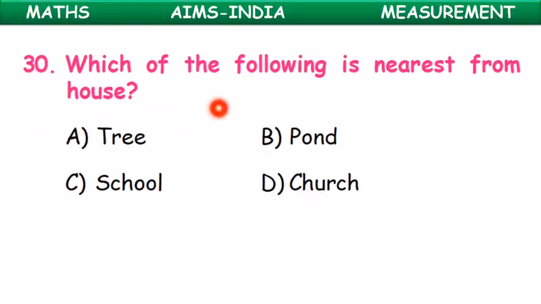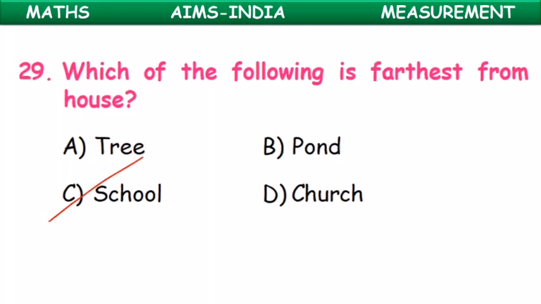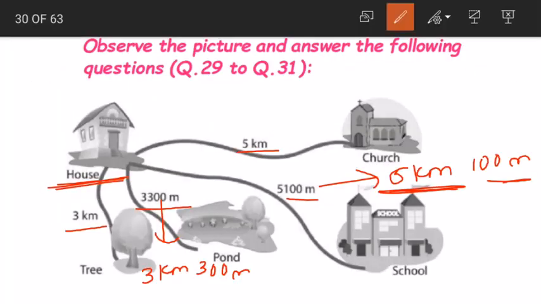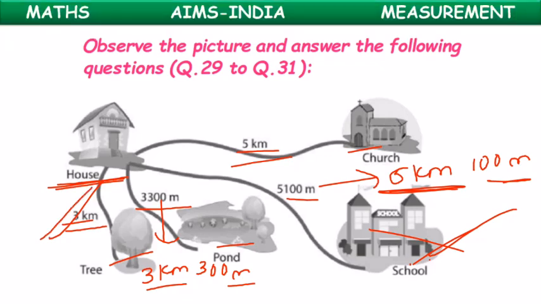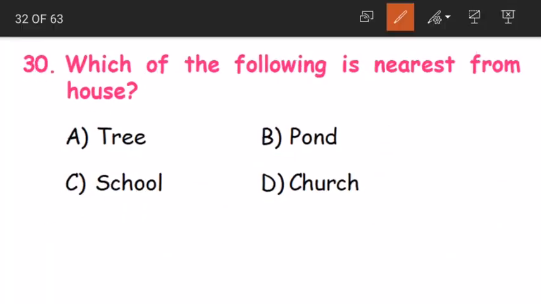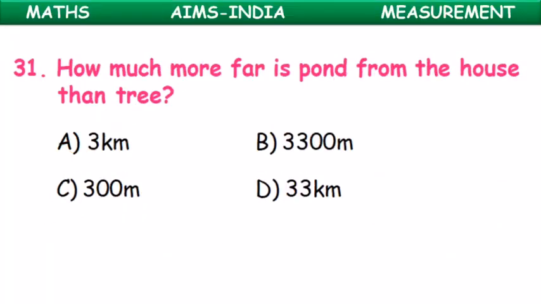Next question 30. Which of the following is nearest from the house? Now which is the nearest? If you observe, school is the farthest. So it is not possible that it will be the nearest. Now coming to the remaining 3. Tree, pond and church. 3 kilometers, 3 kilometers 300 meters and 5 kilometers. Now which is having the least distance here? Yes, tree is having the least distance. It is the nearest and the distance is only 3 kilometers. So the correct answer becomes option A, tree.